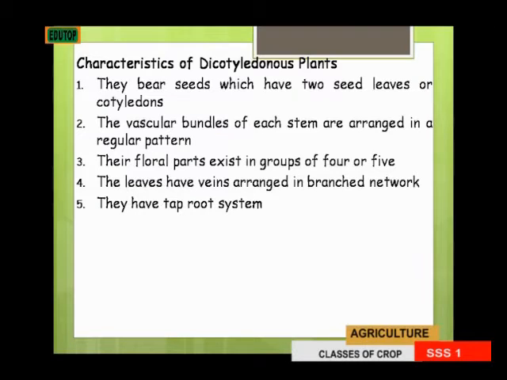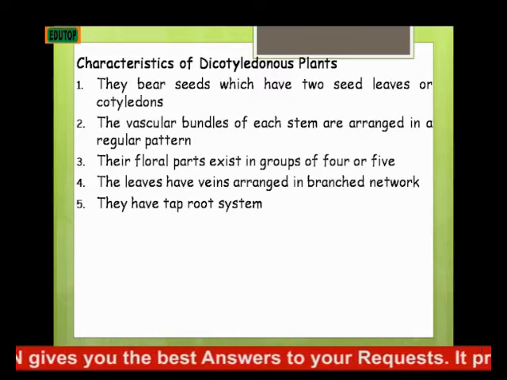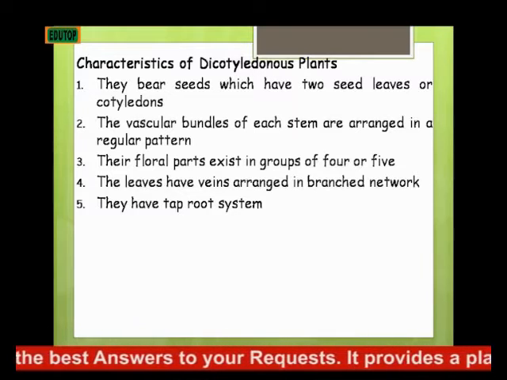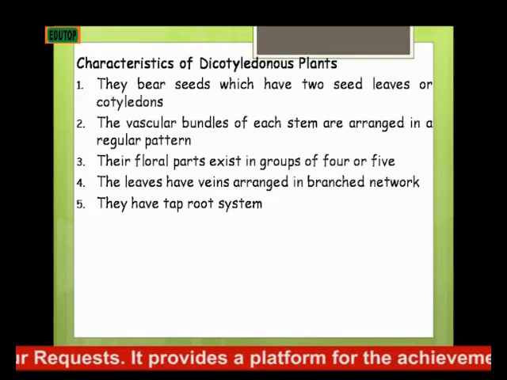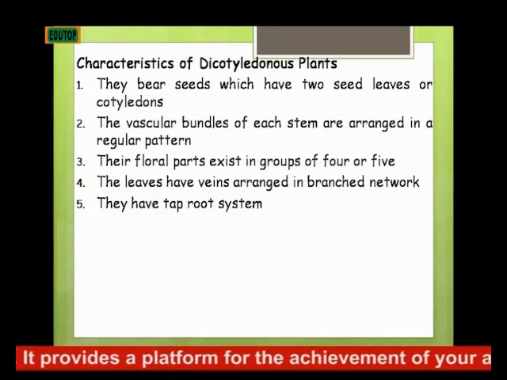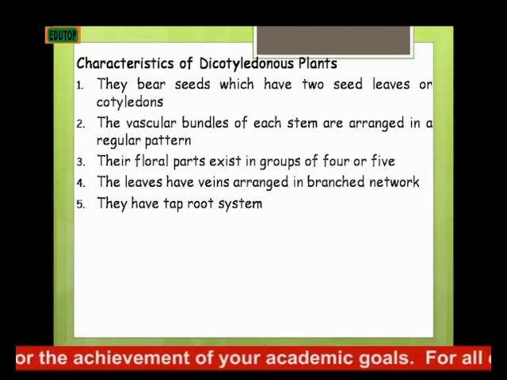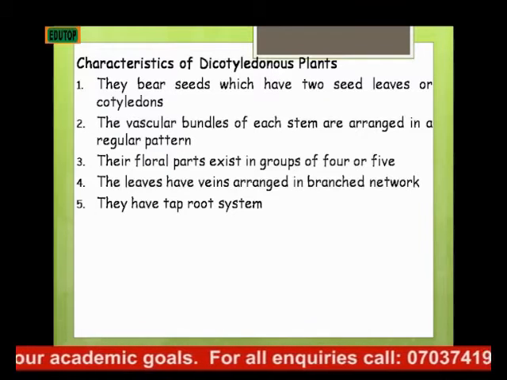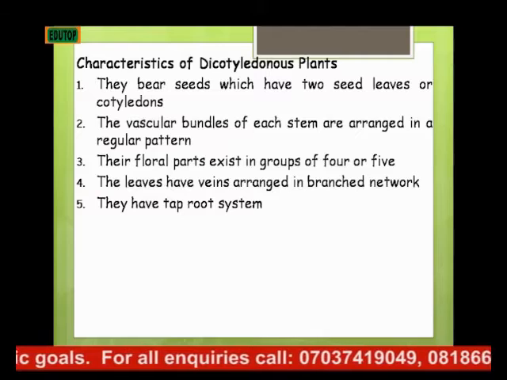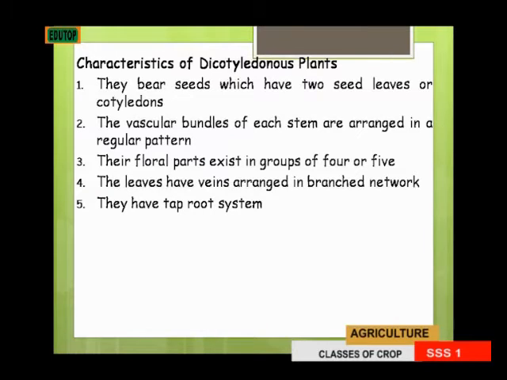Characteristics of dicotyledon plants are that they bear seeds which have 2 seed leaves or cotyledons. Another characteristic is that the vascular bundles of the stems are arranged in a regular pattern. Then their floral parts exist in groups of 4 or 5. The fourth characteristic is that the leaves have veins arranged in a branched network. And the last characteristic we'll be looking at here is that they have a taproot system.